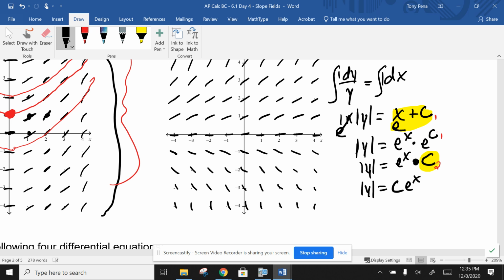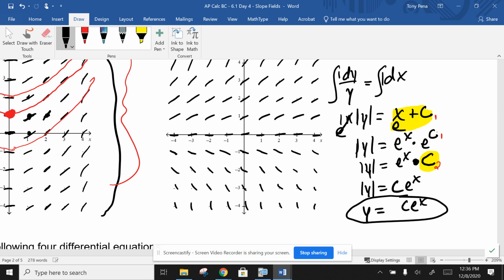And then remember, when you would have dealt with absolute values, aren't there two solutions to this? One of these could be y equals a positive c e to the x, but couldn't it also be a negative c e to the x? It could be either one of those. All right. Now, we'll get to the plus minus thing in due time.